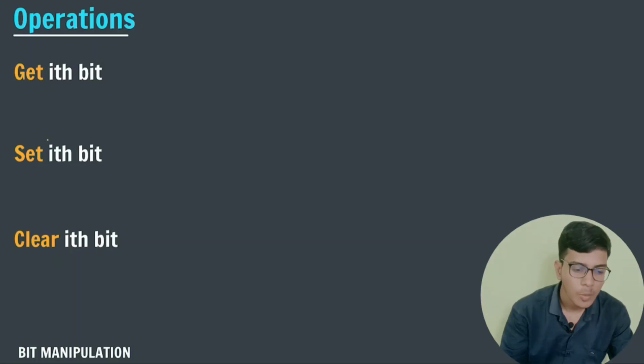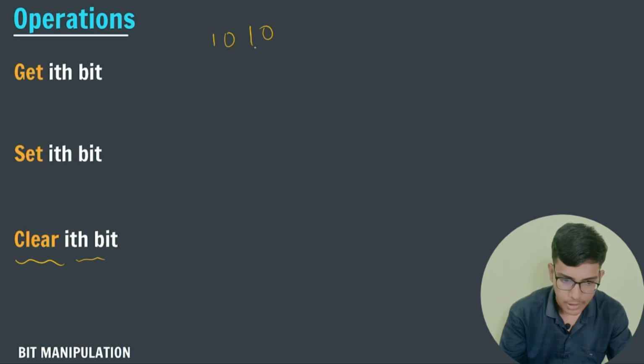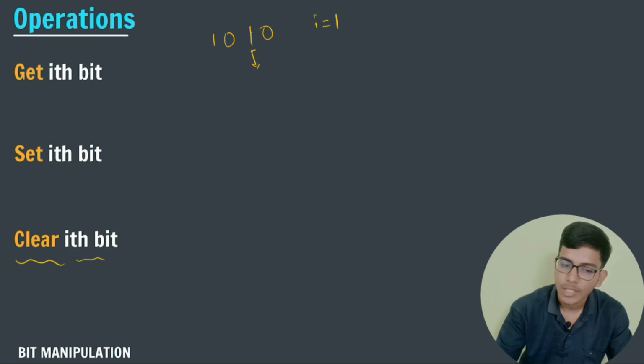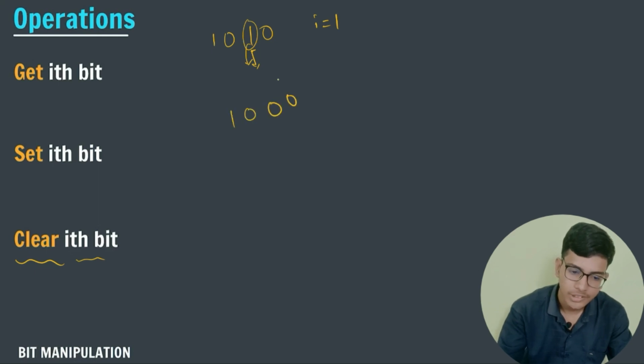Now let us talk about our final operation, that is clearing the ith bit. Suppose let us take our example as 1010, right? Suppose I want to change the bit at index i from 1 to 0, that is nothing but clearing. Suppose here i is equal to 1 and whatever the bit I have here, I want to change it into 0, that is 1000. This thing is known as clearing the ith bit.